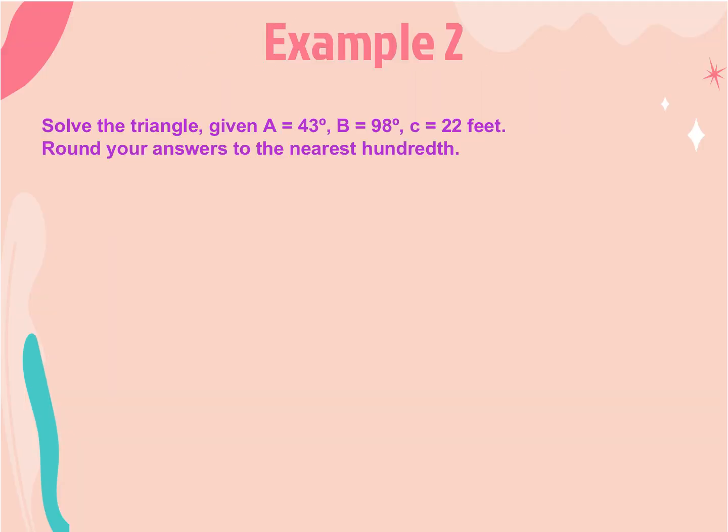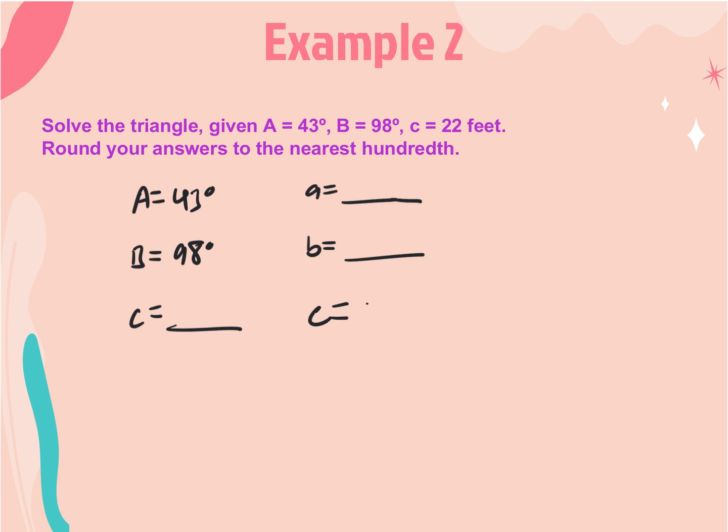So again, you could draw the triangle. If drawing it out gets a little messy for you, you could also just list them out. So I can just say A is 43, B is 98, and we don't know what C is. I have side A, don't know what that is. Side B, also don't know what that is. And then side C, we're given that that's 22.